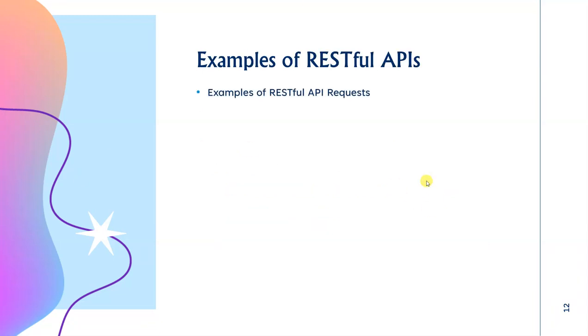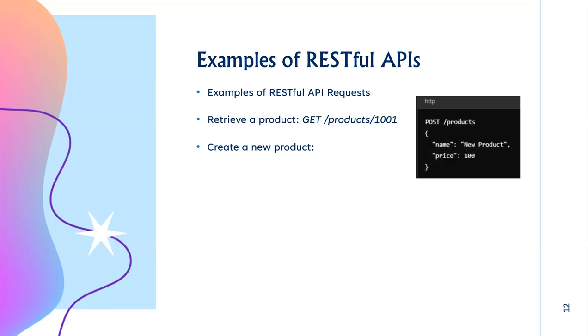So let's try to understand with a real-world example. Here's how you might interact with a RESTful API in the real world. If you want to retrieve any product data, you will send a GET request with the product ID, and you will retrieve that product information. If you want to create a new product, you will send a POST request with the JSON data to create that product on the server.